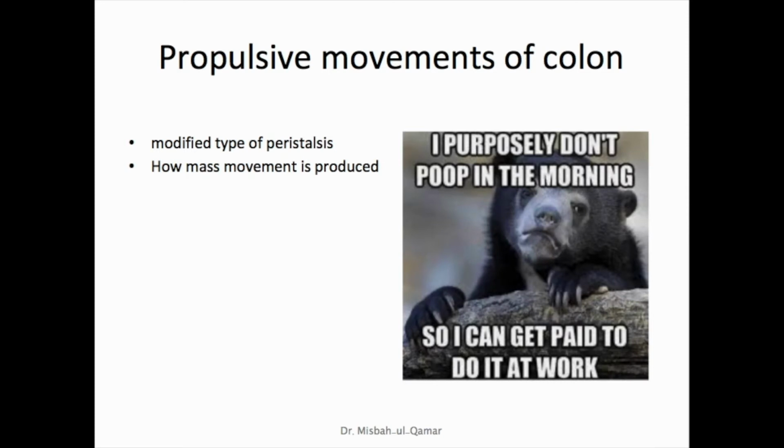Let me tell you now how a mass movement is produced. See, a constrictive ring appears in response to distension or irritation, usually in the transverse colon. Then 20 or more centimeters of the colon distal to the constrictor ring lose haustrations and contract as a single unit. So this propels the feces as a single unit in this segment further down the colon.